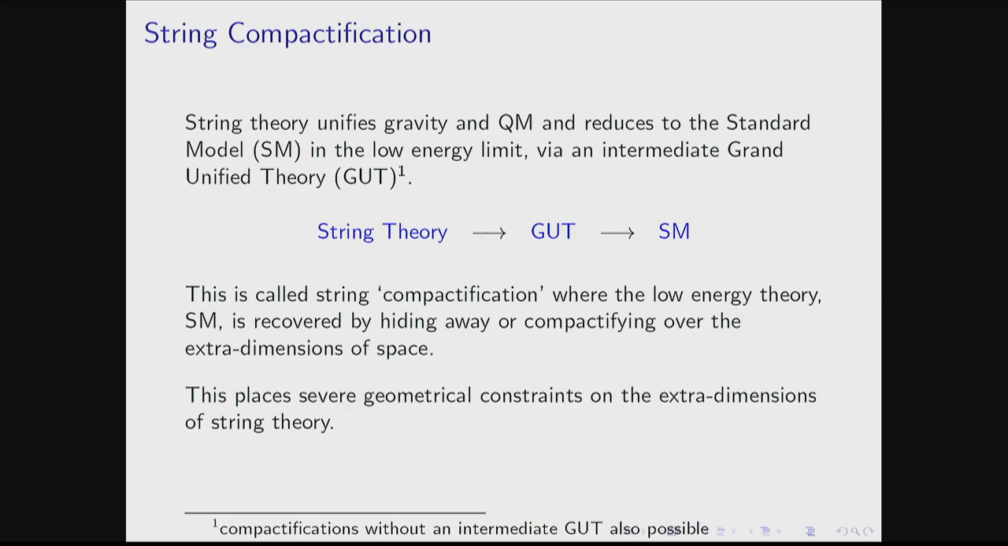Right. Now, in most approaches to string model building, the gauge group of string theory is broken to the gauge group of a grand unified theory. There are some phenomenological reasons for wanting to do this, which in turn is then broken to the standard model gauge group. And this whole business is called string compactification, where the low energy theory is recovered by hiding away the extra dimensions. And this process places severe constraints on the extra dimensional space.